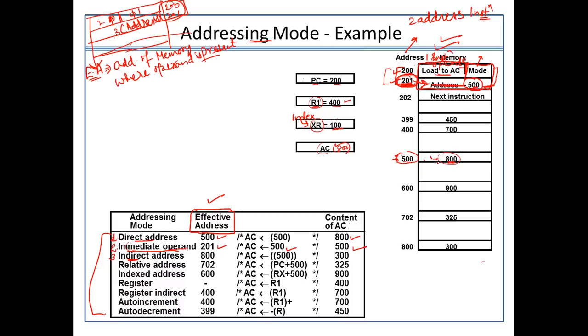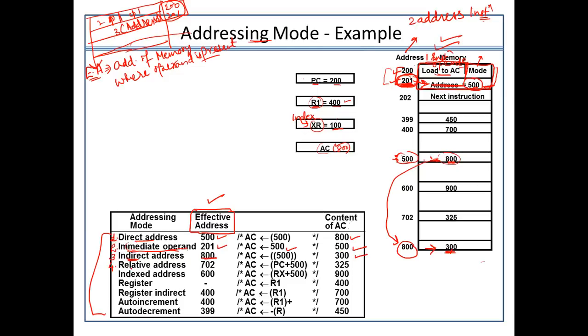500 is leading me to the further address 800. So the 800 value is the effective address in the case of the indirect addressing mode. And what could be the value present here? Whatever data is present here would be the value which I will be storing in the accumulator register.